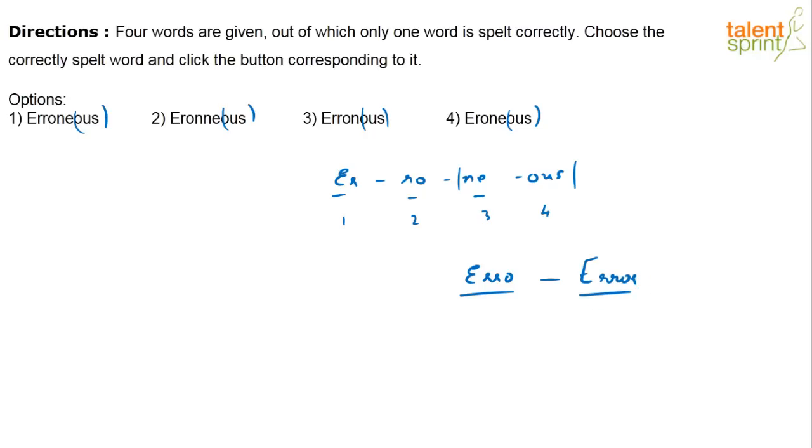So erroneous means what actually? Somebody who is making a mistake, right? Another word we are very familiar with is "to err is human." So anything that does not have ERR, you can quickly eliminate, which is option 2 and option 3. There's only one R.